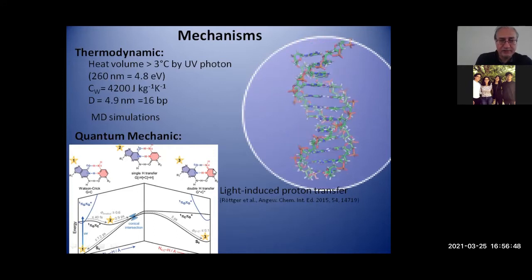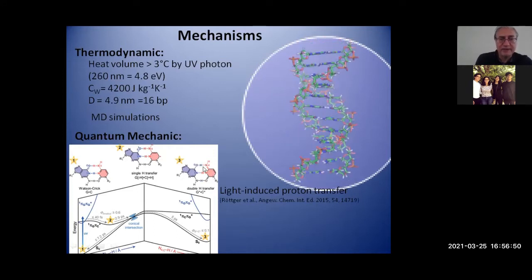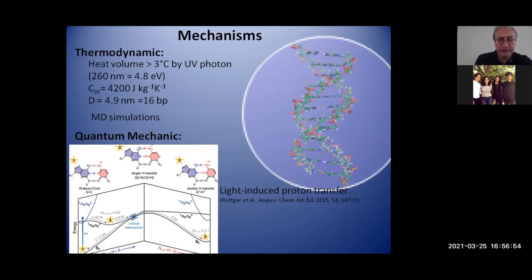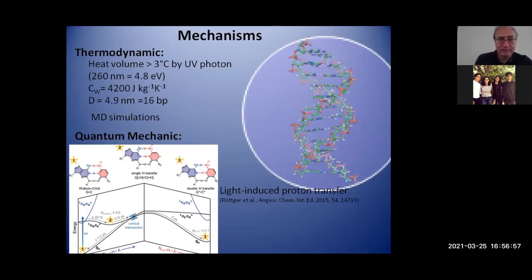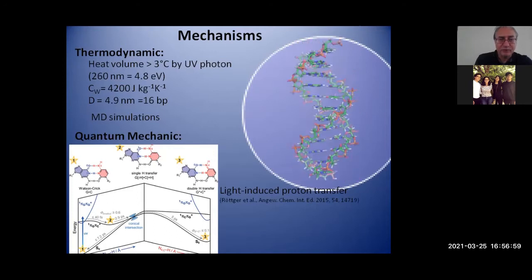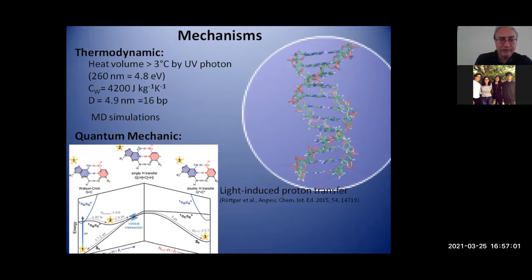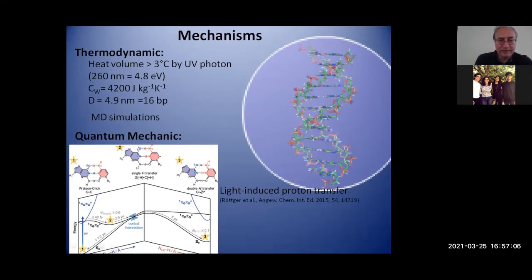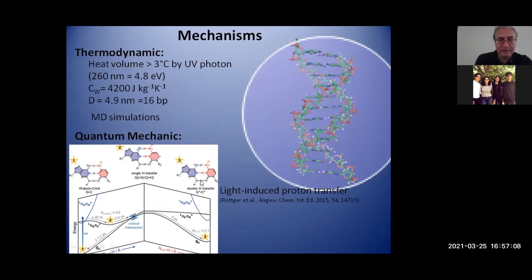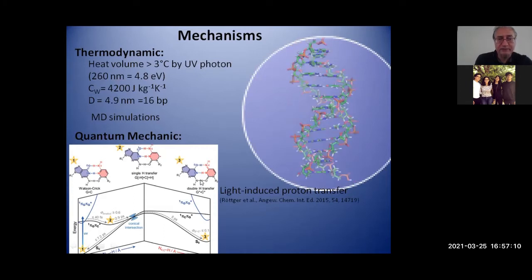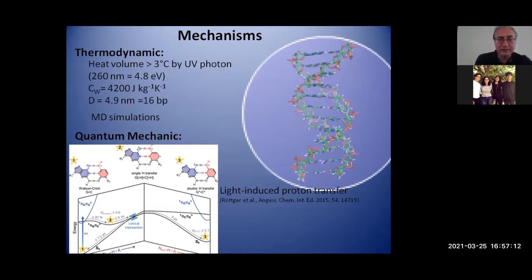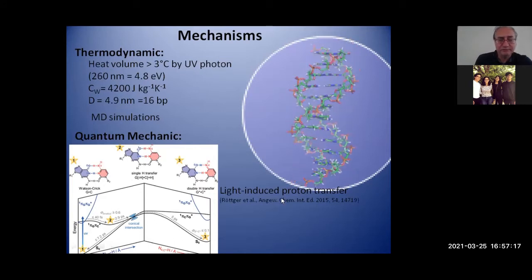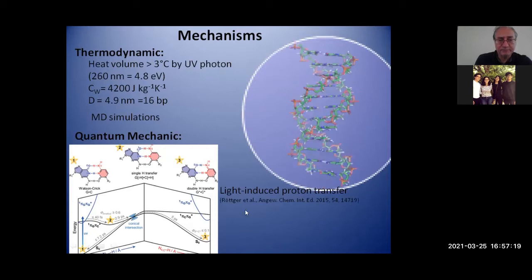And that changes the charge distribution even more, and therefore the stacking between the bases gets reduced. The interaction between the stacking gets reduced, and therefore the DNA becomes more vulnerable to denaturing. So we think now that this is actually the process. We haven't looked at it in too much more detail, but this seems to be what the process giving rise to photon-induced denaturing is about: this light-induced proton transfer between the bases.